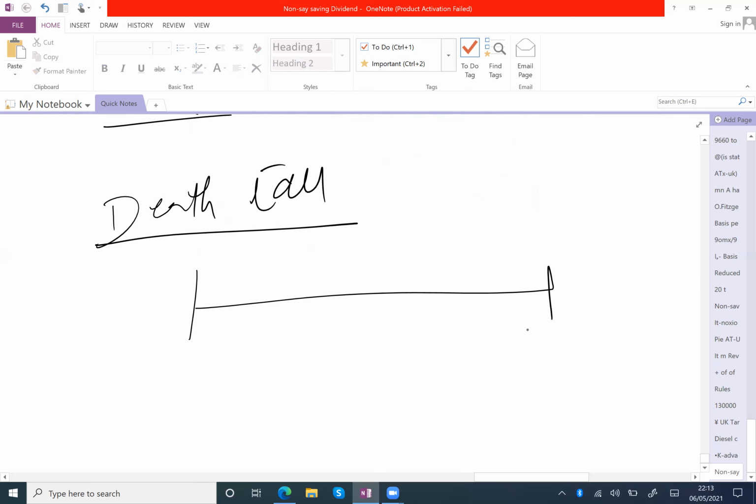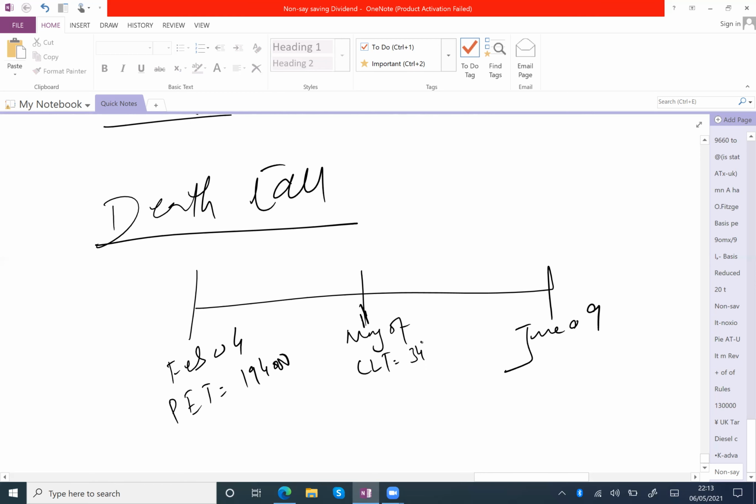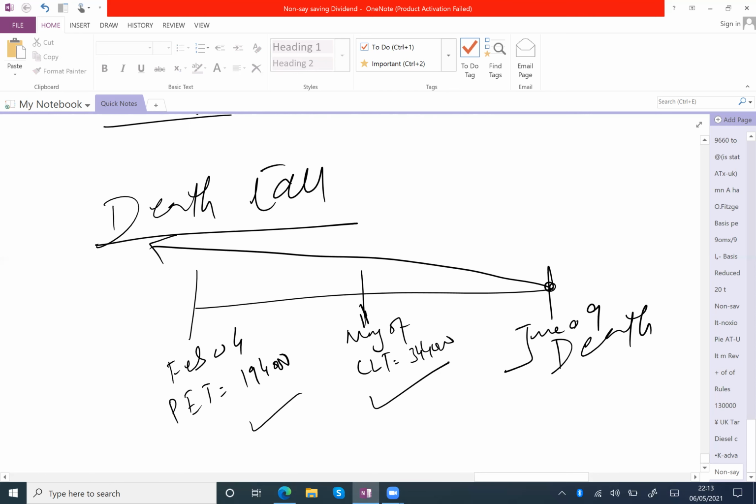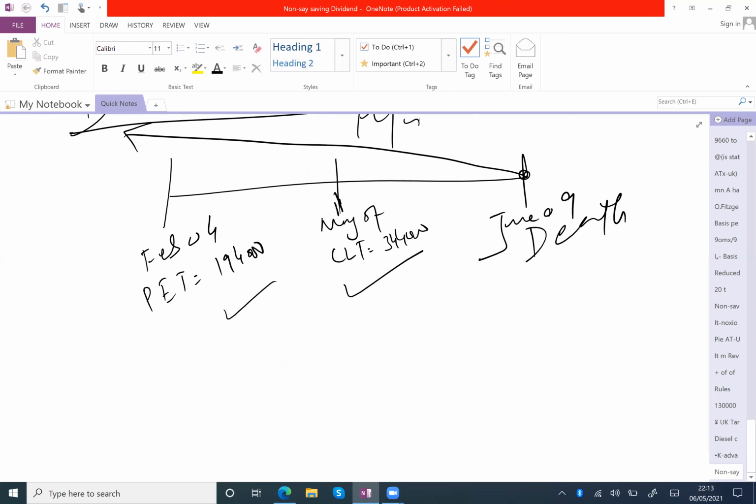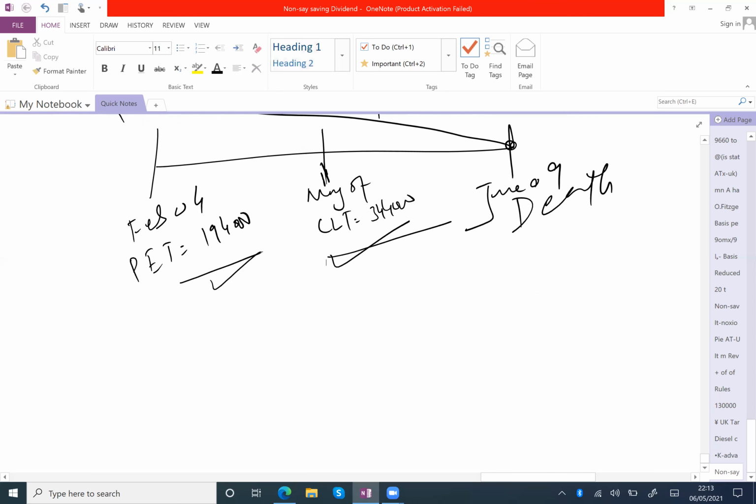You have to check the death date is June 09, and the first gift is in February 04, a PET, and the value of the PET is 194,000. Always make the timeline at the time of death, because it's very important. Next is May 07, a CLT, and the value is 344,000, and he died in June. So from that date go back 7 years and check whether these two are within 7 years of death. So in this question, yes, these two are within 7 years of the death date. So on these two gifts you have to calculate the death tax.